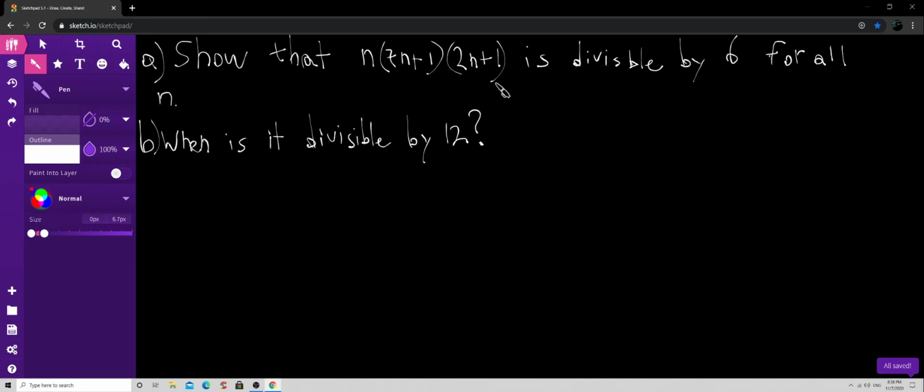We're going to be using modular arithmetic to solve this. It's not technically necessary, but I think doing it this way is very elegant. So let's get started. If some expression is divisible by 6, in other words, 6 divides our expression, then we're asking to show that 6 divides this expression for all n.